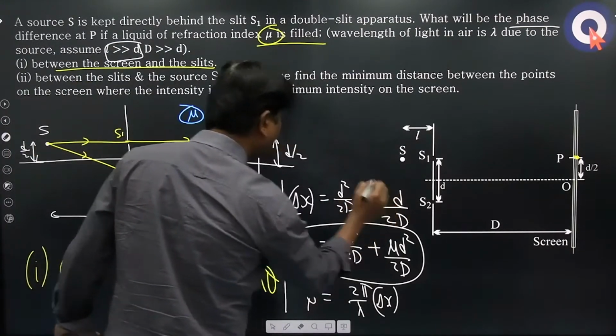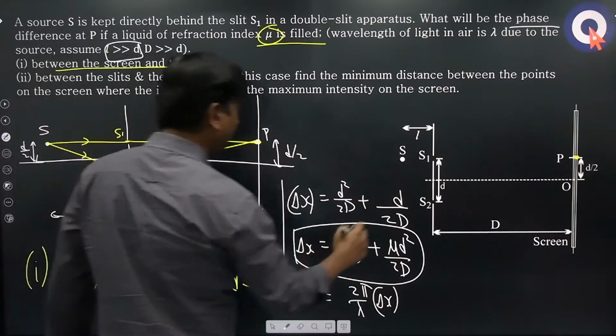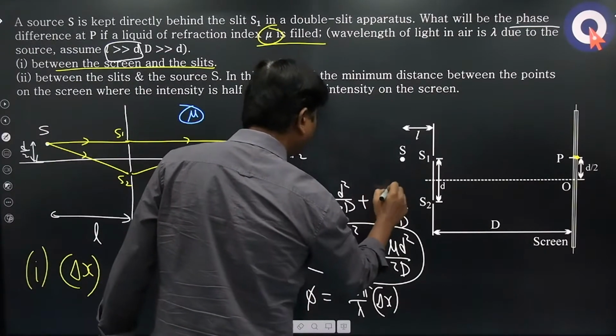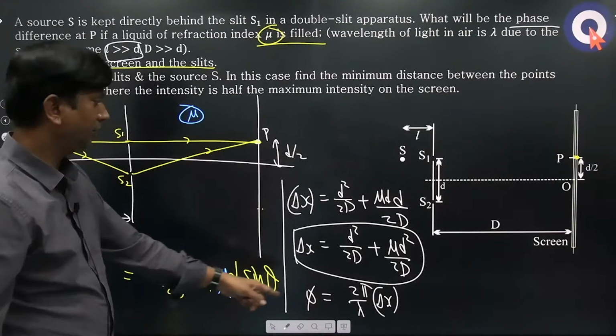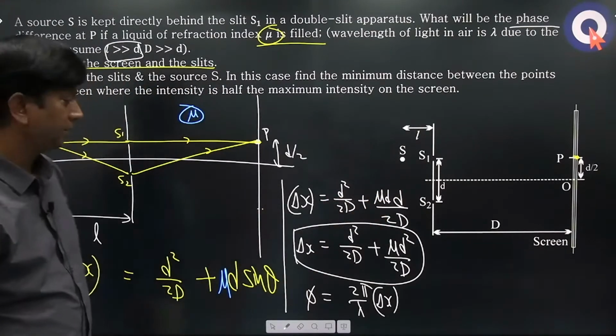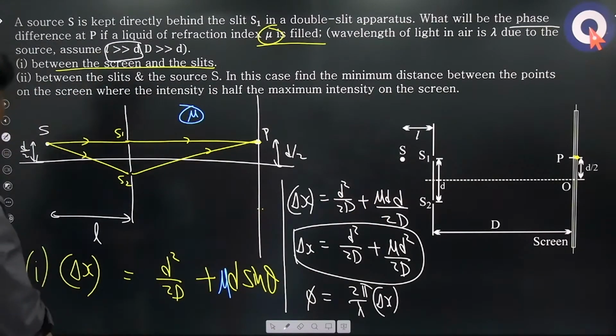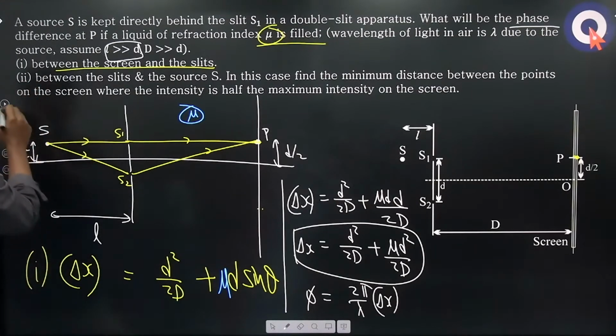Here, 2 into sin theta, d by 2 capital D. Right? Fine. Okay. So the second bit, the second one, we will try this also.